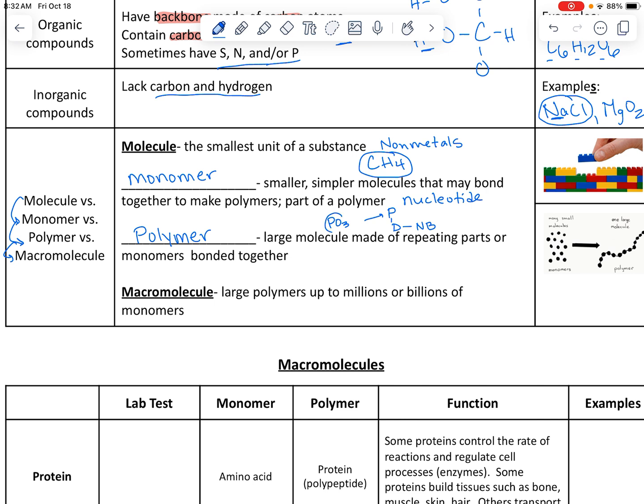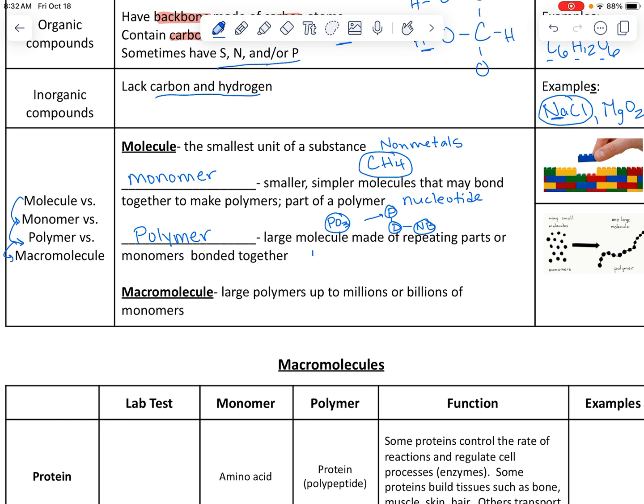So there's a molecule, right? When we start putting molecules together, we build a monomer. So the whole thing there is a monomer. It's obviously more complex than a molecule, but it's less complex than the next step.